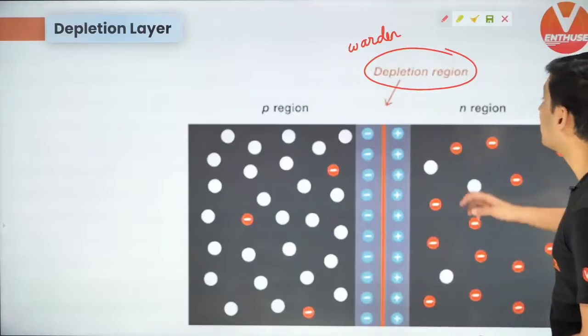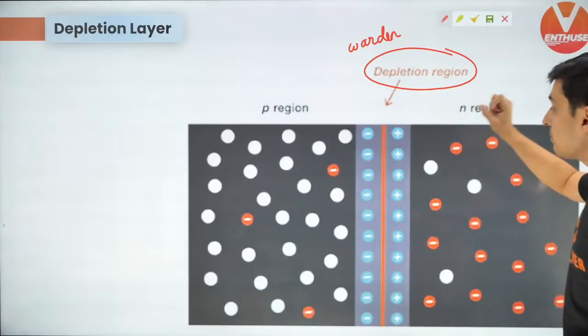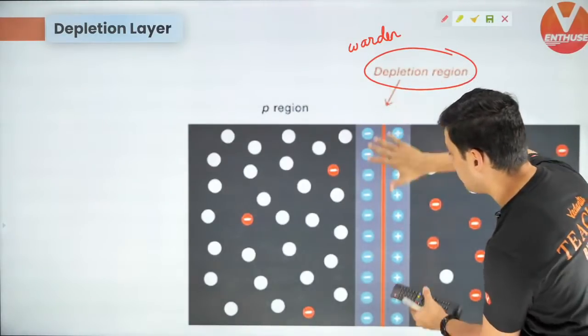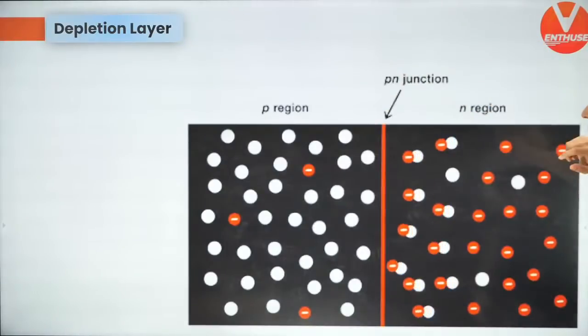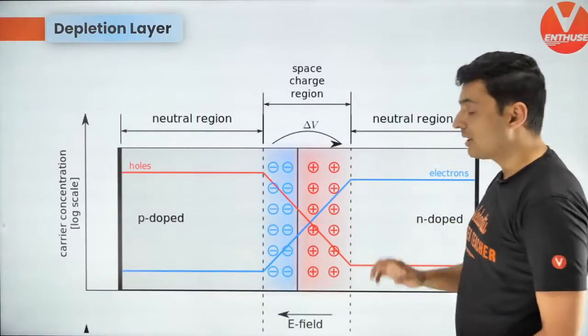All right, very good. Now this is called a depletion layer because that's it. After this, the process will stop. And also, there is one interesting thing that happens.